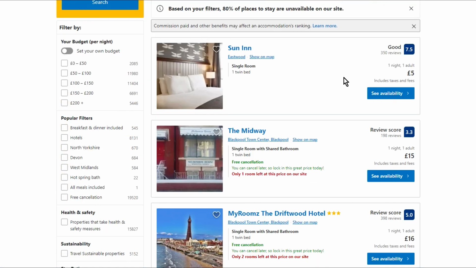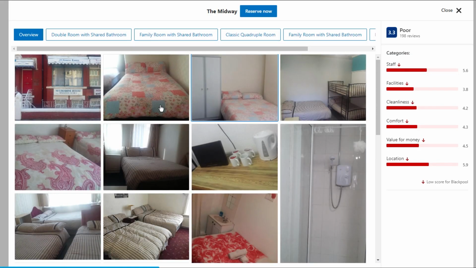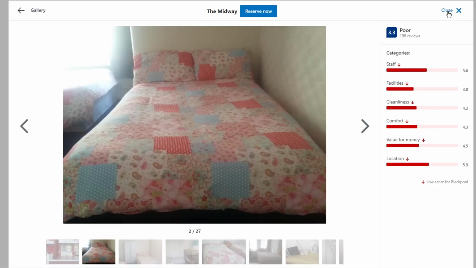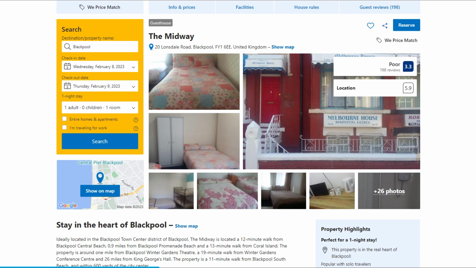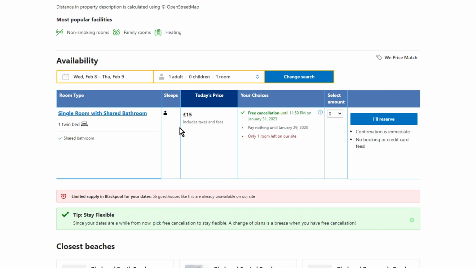Now the cheapest private room is the Midway. Oh dear, 3.3 out of 10. It's a shithole. Let's take a look at this. The room is very basic, but for cheap rooms, I don't actually care for rooms being basic. As long as it's a functional room that you can sleep in, that's all I care about. Now this is the genuinely cheapest room in the UK, not including that first one.